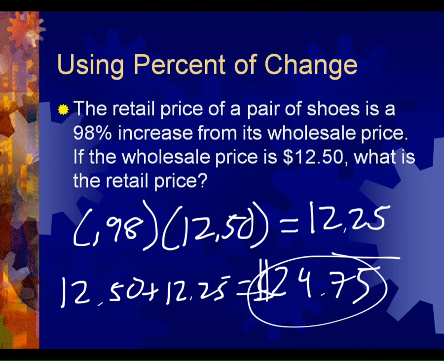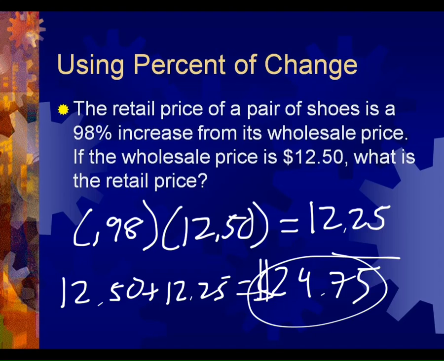Questions there? You could have multiplied by 1.98. Multiply by 1.98? Yes. Why? Because it gives you the exact answer. Instead of finding the percent here and then adding that, yes, you can do it that way also.